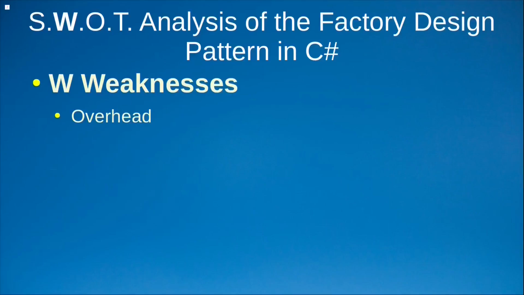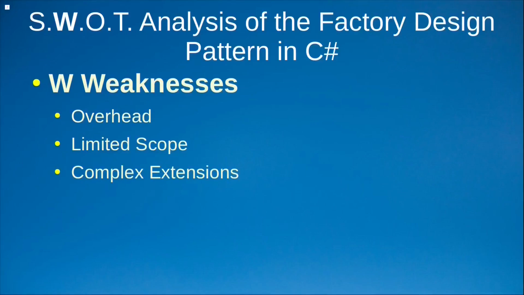W. Weaknesses. Overhead. Adds boilerplate code for factory classes, especially in small applications. Limited scope. Limited to a single product family compared to abstract factory. Complex extensions. Extending factories might introduce complexity in multi-layered systems.